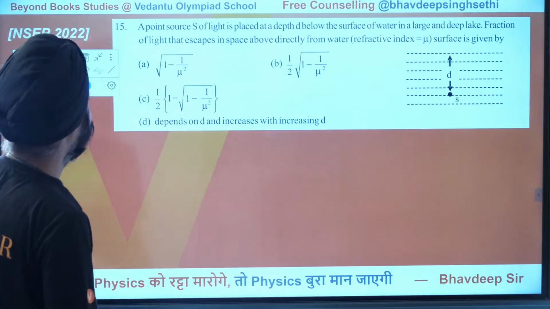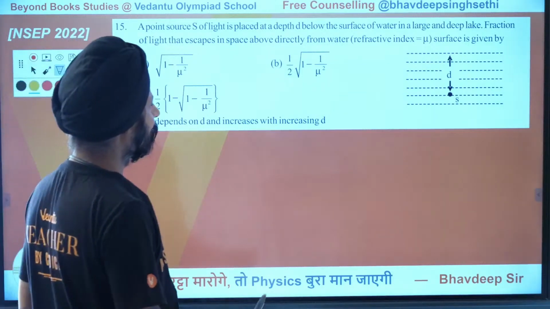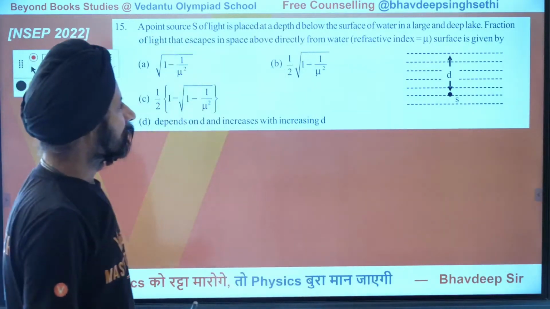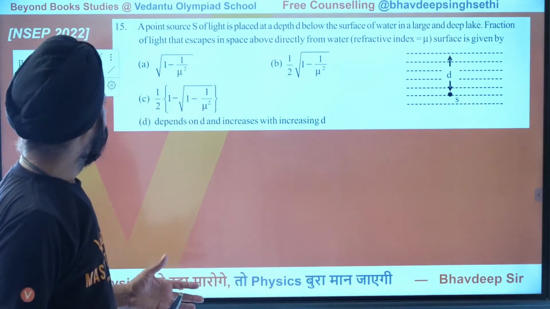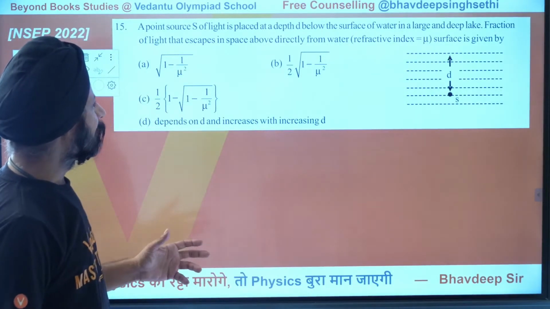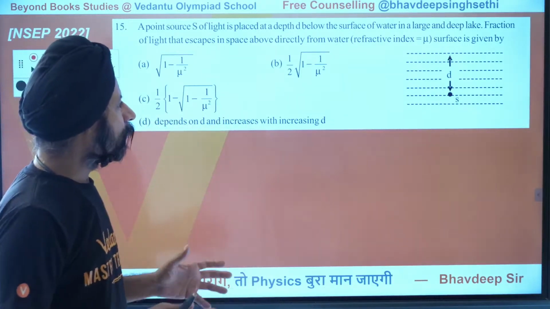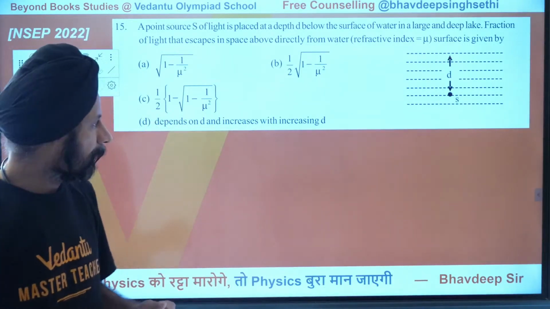Good quality question here. A point source of light is placed at a depth d below the surface of water in a large, deep lake. Fraction of light that escapes in the space above directly from the water is given by.